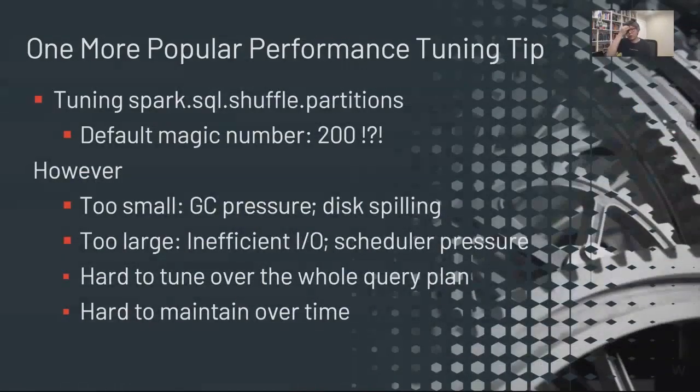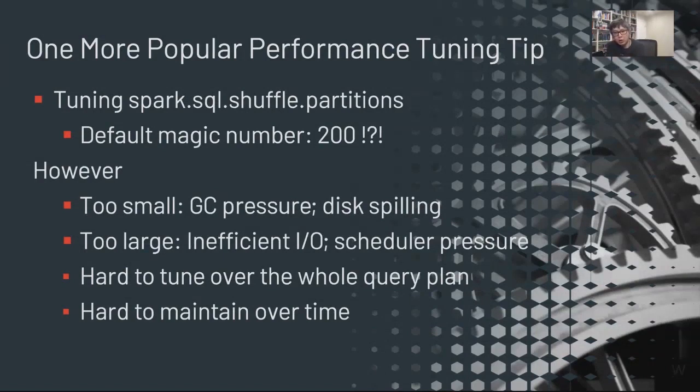Another popular performance tuning tip is to tune the configuration spark.sql.shuffle.partitions. The default value is a magic number, 200. Previously, the original default was 8. Later, it was increased to 200. I believe no one knows the reason why it is 200. And it's also very hard to tune it, to be honest.